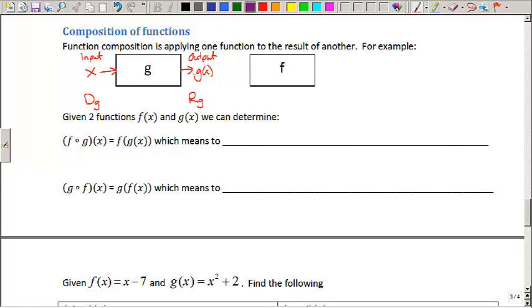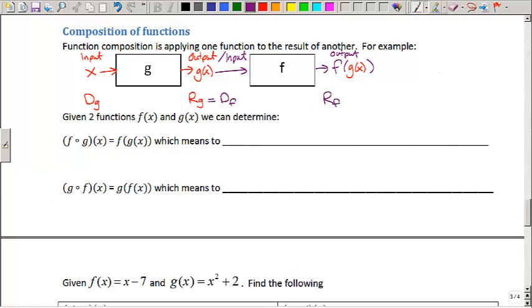Well, let us assume that we're taking this output, g of x, and I'm going to take that output and put it right back into another function, f of x. So my input of f will be the same as the output of g. When I plug g of x into f, I'm getting f of my input, which my input now is going to be the result of g of x. This is my new output. My domain of f is going to be the same as the range of g of x.